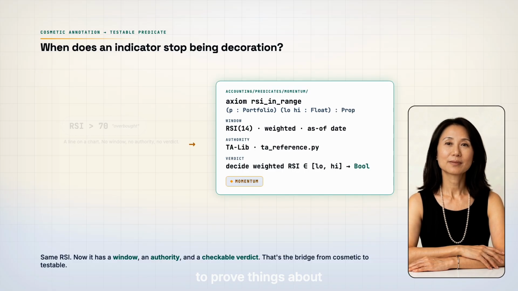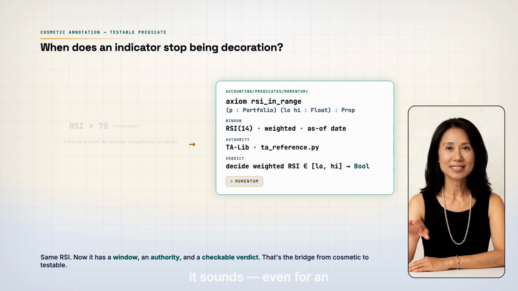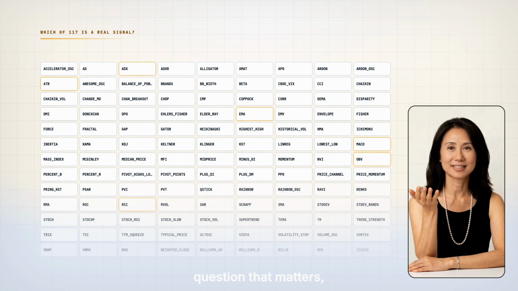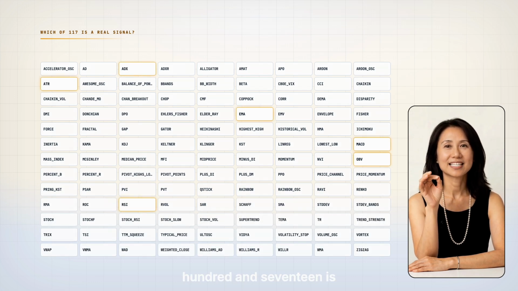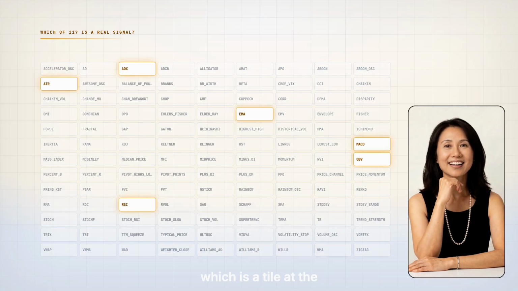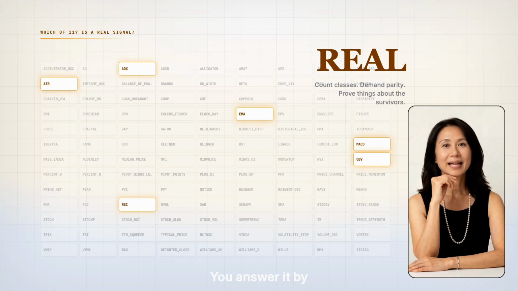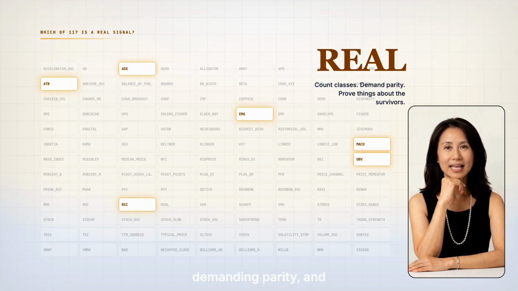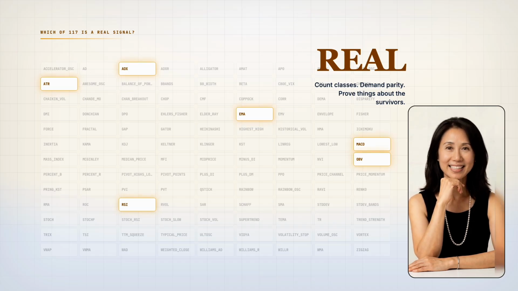If we're going to prove things about indicators, we'd better compute them correctly. And that's harder than it sounds, even for an indicator as famous as MACD. So here's the only question that matters, and it's the one this whole topic is named for. Which of these 117 is a real signal, and which is a tile at the rim? You don't answer that by adding indicators. You answer it by counting classes, demanding parity, and proving things about the survivors. Fewer, grounded, checkable. That's the debate worth having.